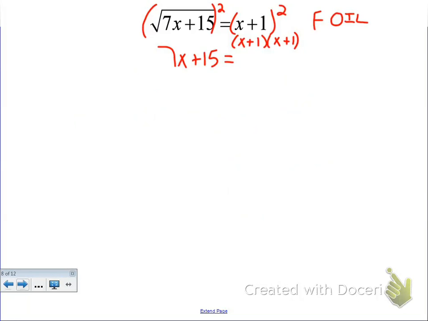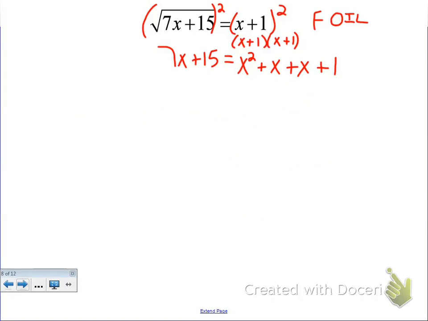You can do that process if you know that mnemonic device. Otherwise, we're multiplying binomials. So we take x times x is x squared. X times 1 is 1x. 1 times x is 1x. And then 1 times 1 is 1.